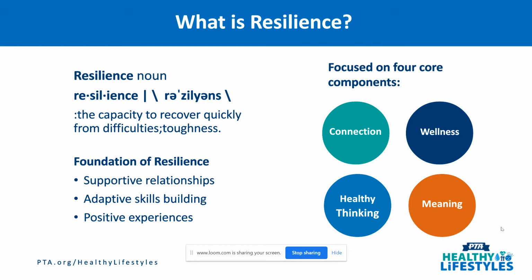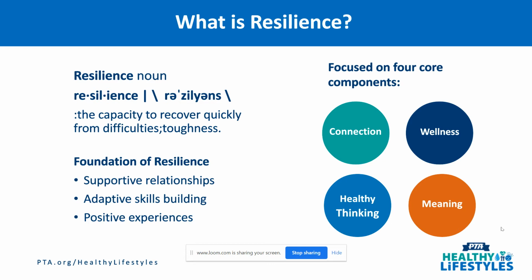Resilience is the process of adapting well in the face of adversity, trauma, tragedy, threats, or significant sources of stress. It is the ability to not only successfully overcome serious challenges, but to grow from those experiences.